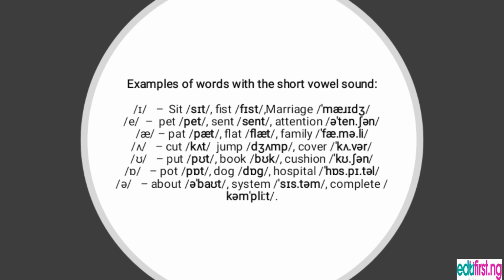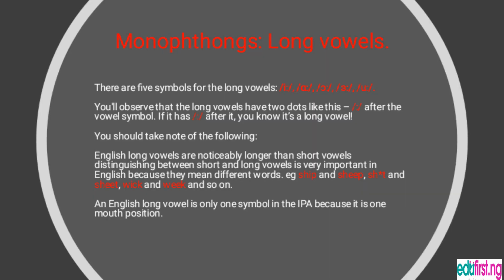Let's look at the long vowels. There are 5 symbols for the long vowels, as depicted. You will observe that the long vowels have 2 dots after the vowel symbol. If it has these 2 dots after it, you know it's a long vowel sound. You should take note of the following.